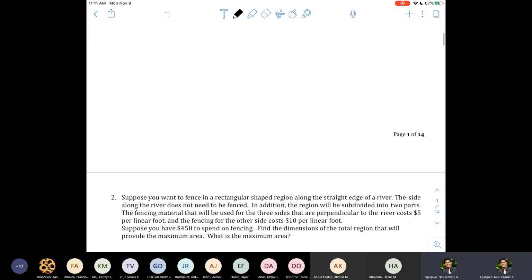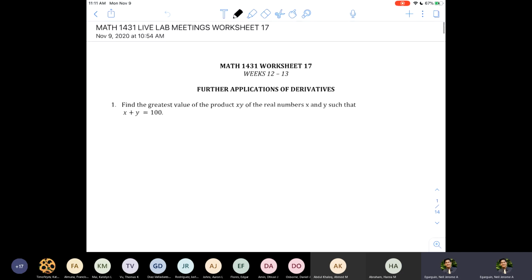I guess there are 7 examples here. Let's try to answer as many as we can. Oh, by the way, this worksheet was suggested for this week and next week. So don't worry if you browse through it and you see there are 14 pages. If we will not be able to finish all of these this week, then we can continue next week.